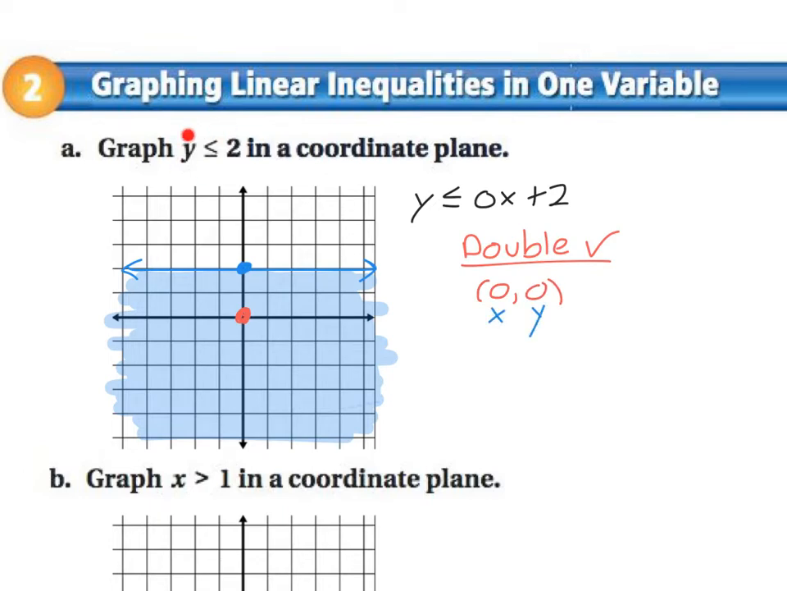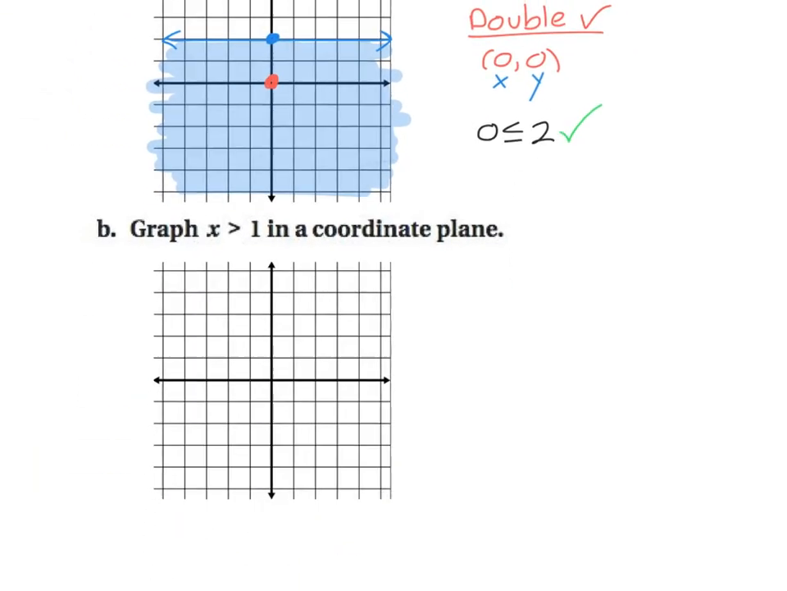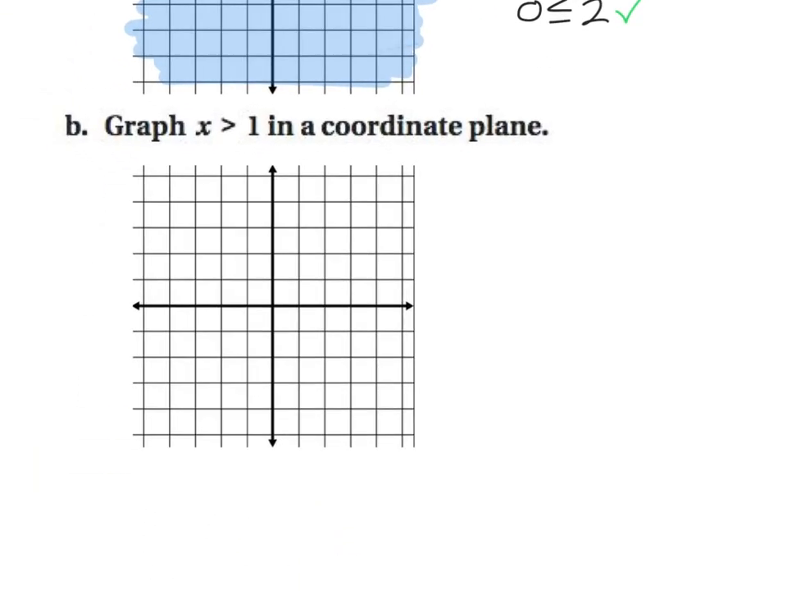into this inequality. So I'm going to replace y with 0 and see if we get a true statement. So 0 is less than or equal to 2. Now, since this is a true statement, 0 is smaller than 2, I know that we shaded in the right region. Now let's go and try this graph.